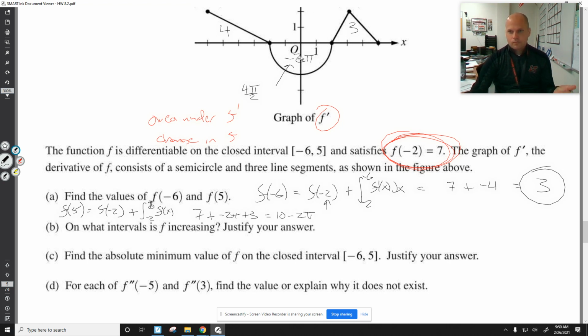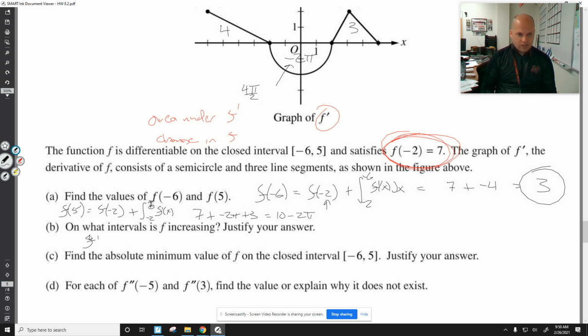I go down 6.28, and then I go up 3, starting at 7. So I will end up lower than here. That's important to know if I'm asked for an absolute max. You can tell this area being bigger than this area, I'm going to go down more than I go up. When is f increasing?